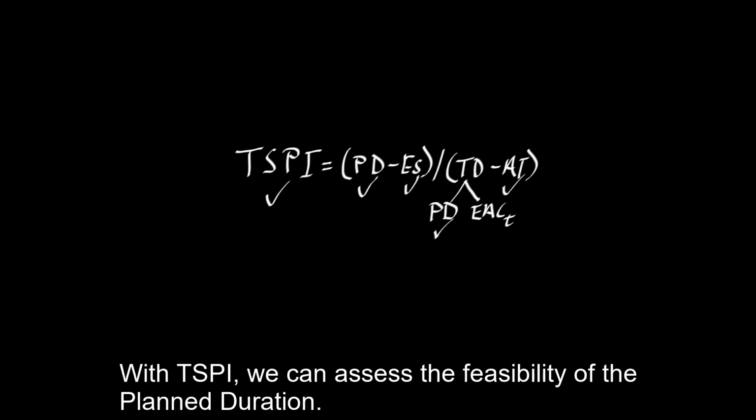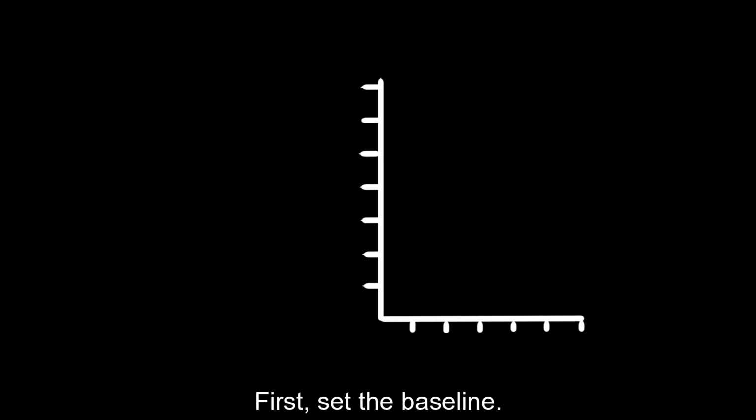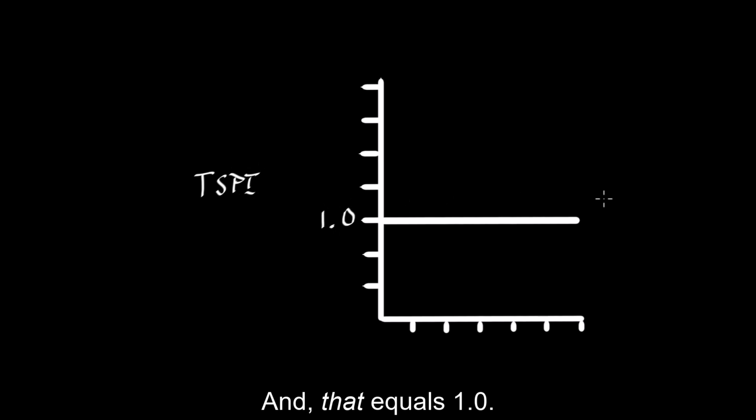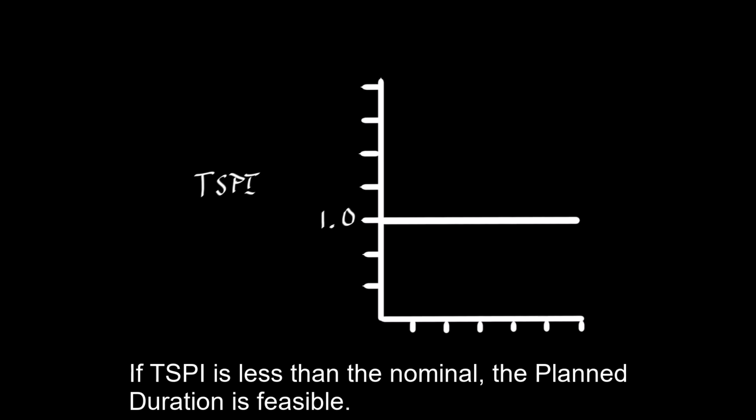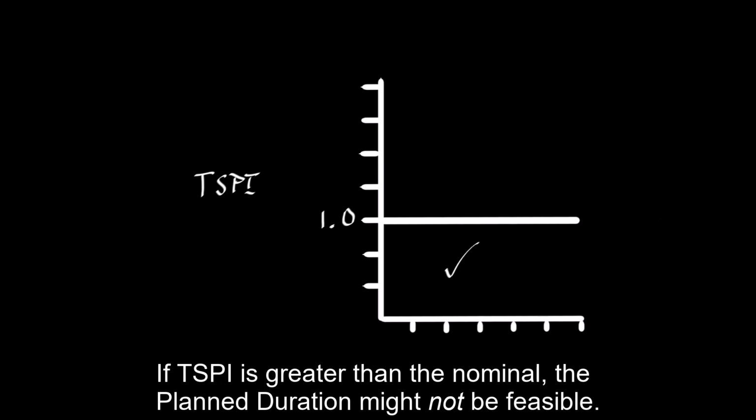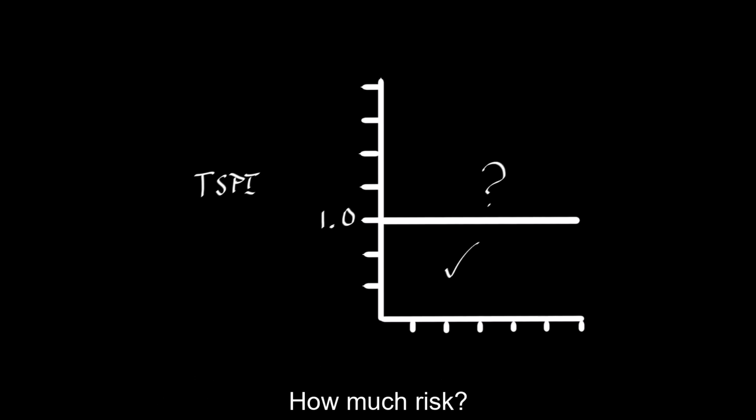With TSPI, we can assess the feasibility of the planned duration. First, set the baseline. That's the nominal TSPI, and that equals 1.0. The value means the project earned schedule at the planned rate. If TSPI is less than the nominal, the planned duration is feasible. If TSPI is greater than the nominal, the planned duration might not be feasible. It's at risk. How much risk?